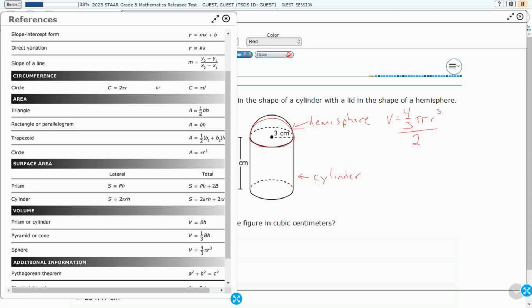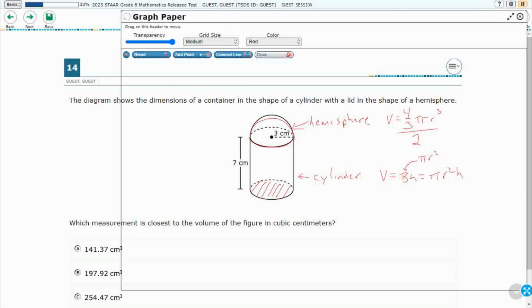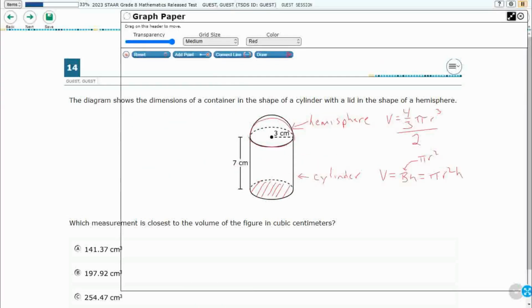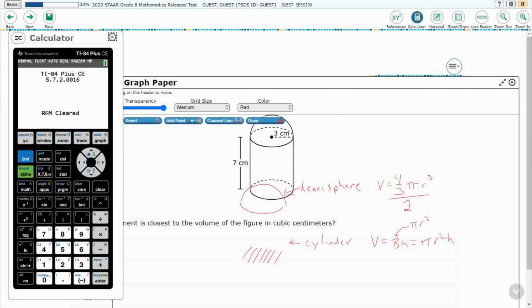So we got our cylinder, and our volume is going to be, it's very simple, base times height, but we need to know that the base is the area of the base, and that area of that base is a circle, so that's pi r squared. So I'm going to substitute in that B for pi r squared because it's the area of the base. So really it's going to be pi r squared times the height. All right. So now that we have that, let's get our calculator back out.